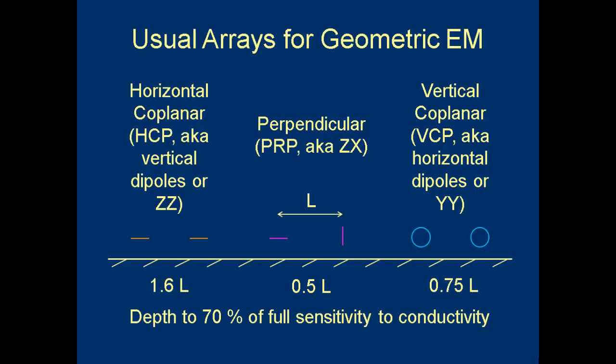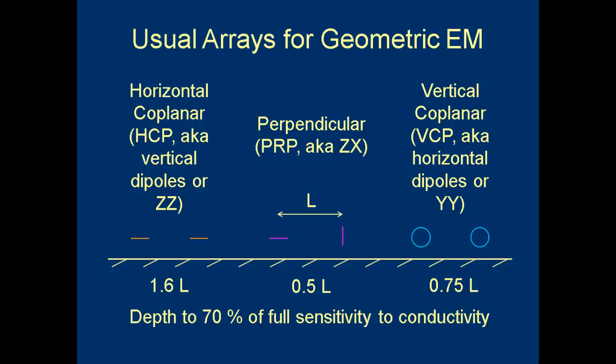Thirdly, the vertical coplanar array, which has vertical coplanar coils. Horizontal dipole is another term for this array, but there is also a coaxial array with horizontal dipoles. The depth of exploration of the vertical coplanar array is 0.75 array lengths.